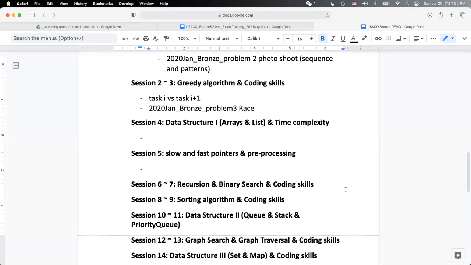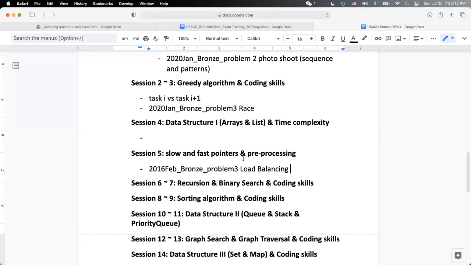Pre-processing is a topic that belongs to Bronze. Some people may think, okay, does that belong to Silver? No, it also belongs to Bronze. I can give you one question, for example, 2016 Bronze problem 3, load balancing. Let me paste it down here in case people want to give it a try.